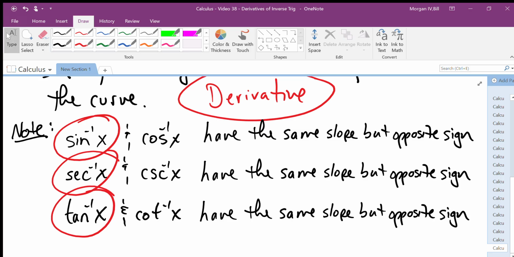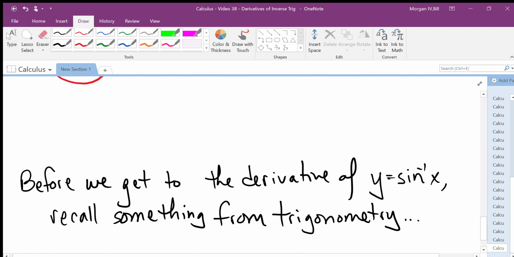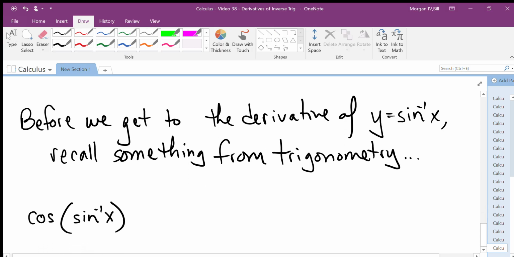And I know I've done this a few times already, but before we get there, we have to recall a little bit from trigonometry. And that's because we're going to prove the derivative of inverse sine of x here in just a minute. But we need this property from trigonometry. And you probably did this in trigonometry, but maybe you don't remember.